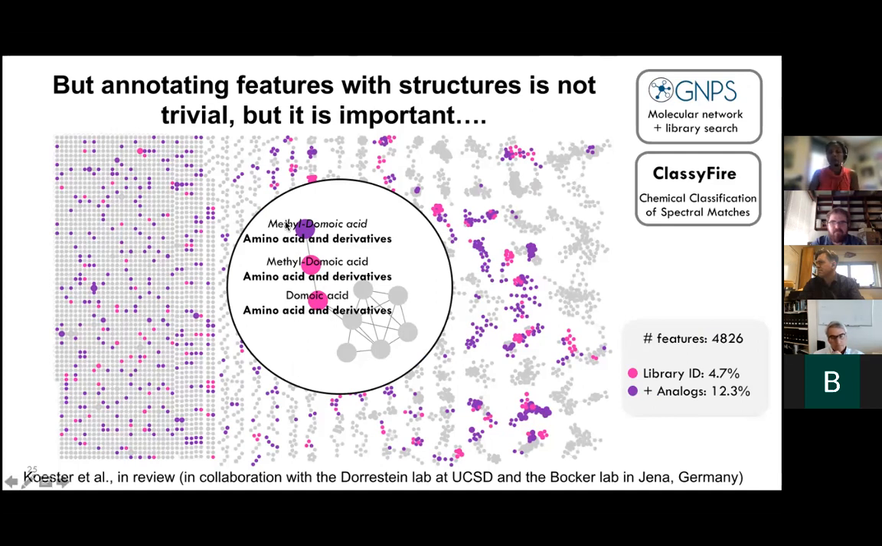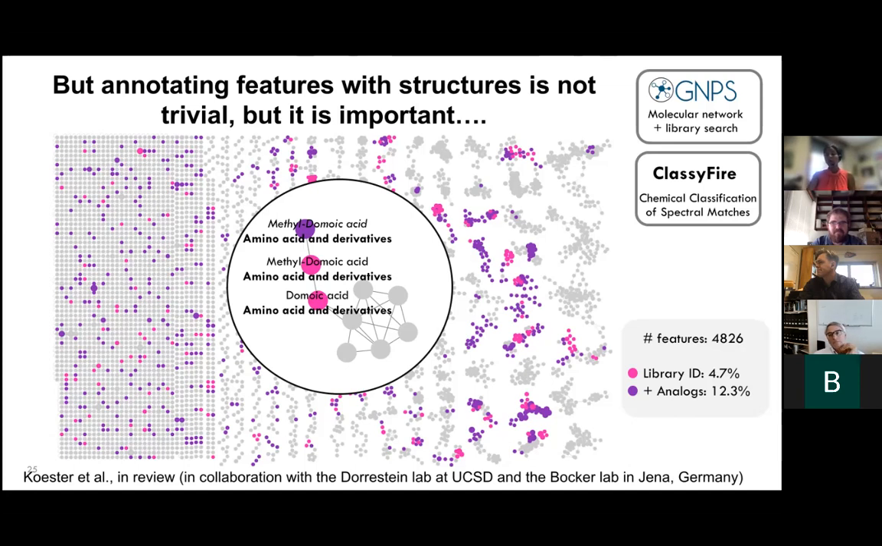Based on what's in the data set, what's in the libraries, this approach can also say, oh, we've got a molecule in there that has a really strong relation, chemically very closely related to a library hit. And that's shown here as an analog hit. And that expands the data sets to about 12.3%. But even in this network, you can see that there are related molecules that don't have library or analog hits. And as I said, much of the data set remains sort of dark in this context.